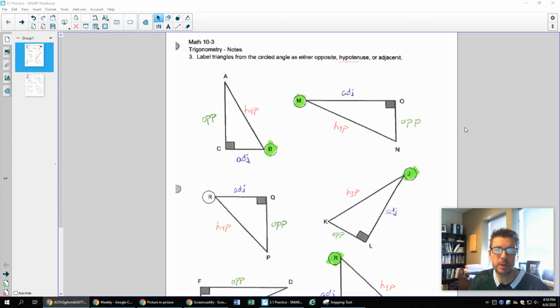Hey everyone, I thought I'd do a quick video to walk through a couple of the examples from our trig notes, labeling the opposite, hypotenuse, and adjacent sides of our triangles. To help me do these questions, I took my highlighter and highlighted the circled angle just so I had a reference.